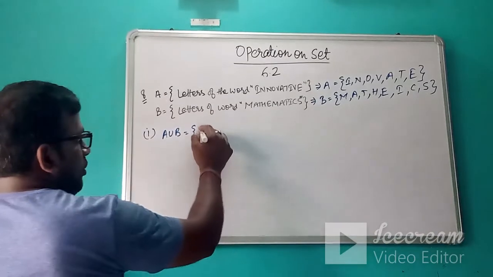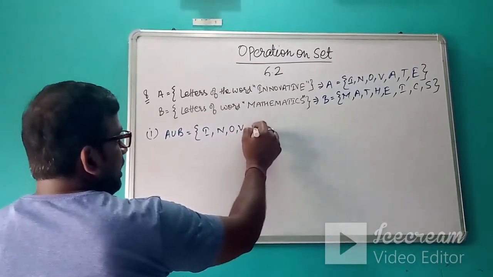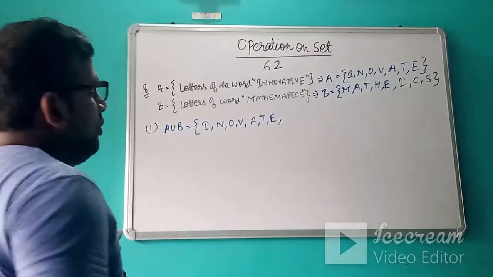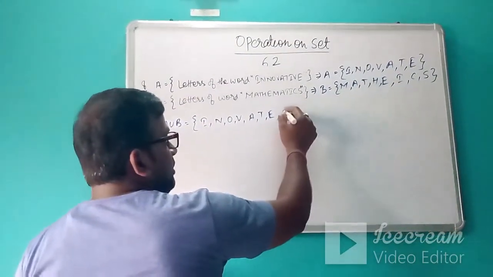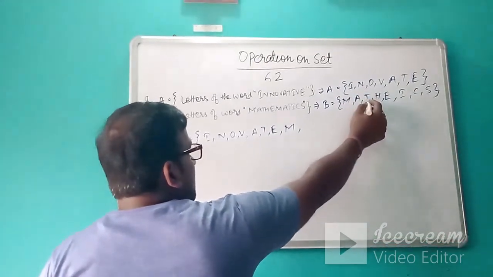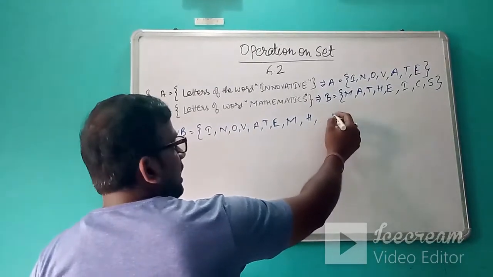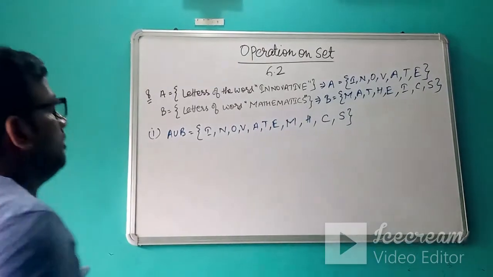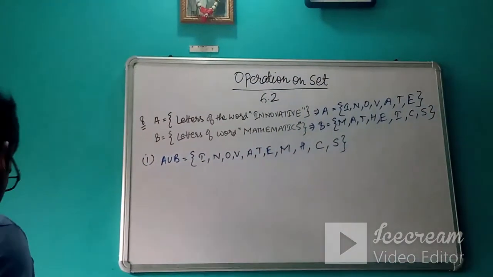First I will write all the letters of A, that is I, N, O, V, A, T, E. Now the letters which are not present in A but present in B, that is M. Then A is there, T was there, then H is not there, then E was there, then I was there, then C was not there, then S. So this will be your A union B. Don't write the repetitive elements.